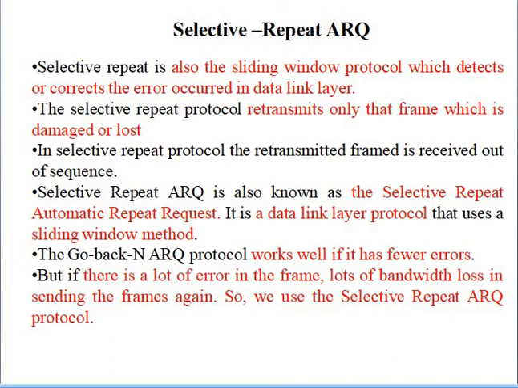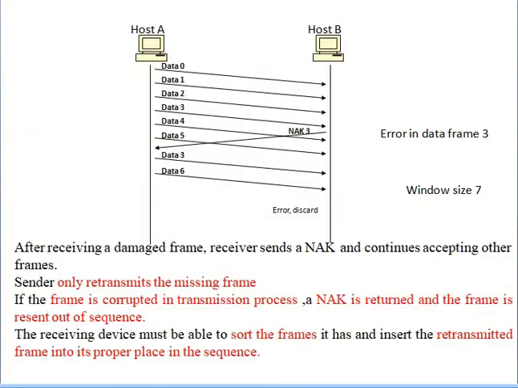The Go-Back-N ARQ protocol works well if there are fewer errors. But if there are a lot of errors in the frames, a lot of bandwidth is lost in sending the frames again. So we use the selective repeat ARQ protocol because it sends only the frame which is damaged or lost. Next point.